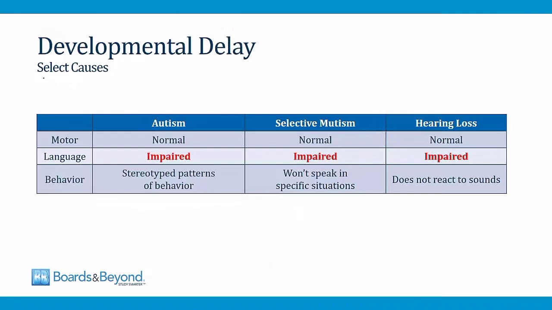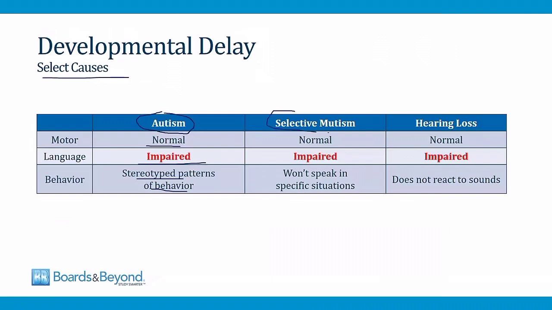On this slide, I've shown some select causes of developmental delay. These are ones that often come up in your board exams. So I talk about autism in the video on child psychiatry, but it's a classic cause of developmental delay. It usually occurs in boys, and boys who have autism have normal motor development. There are no motor impairments, but they can have impaired language development. And what's unique about autism and what can help you to recognize it in a board question is that boys with autism develop stereotyped patterns of behavior. And these are things like rocking or flapping their hands or repeatedly talking about certain topics. And I go through this in detail in the child psychiatry video.